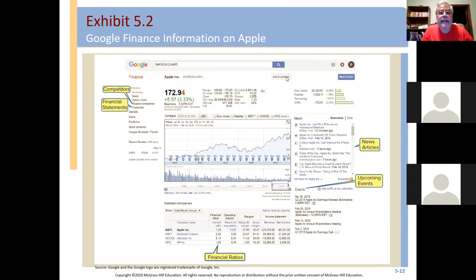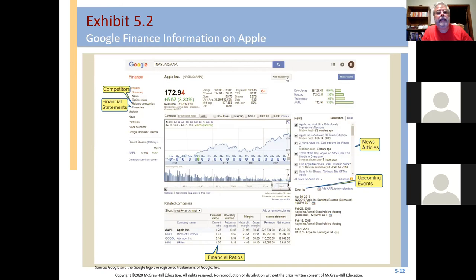We can get the financial statements. You'll see on the right, there'll be news articles pertaining to Apple or any company that's being reported. The upcoming events that will take place, as you can see, earnings releases, the annual shareholders meeting, and you'll see certain financial ratios that exist for Apple and their competitors. And of course, those of you who are interested in investing, particularly those of you who are chartists, you will see a chart that will give you an idea of the trend of the company's stock price.